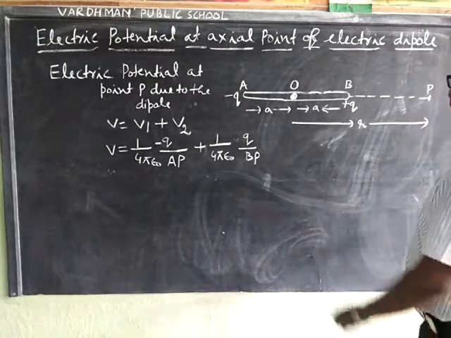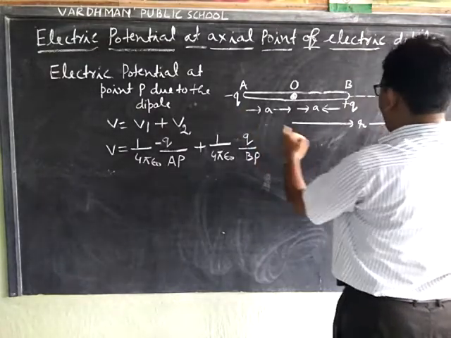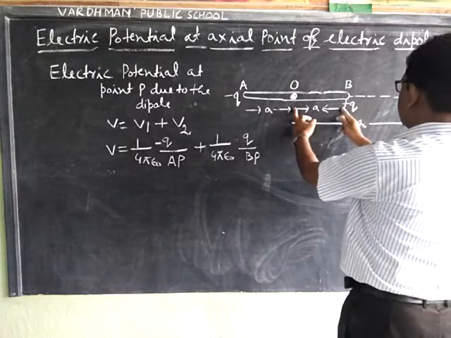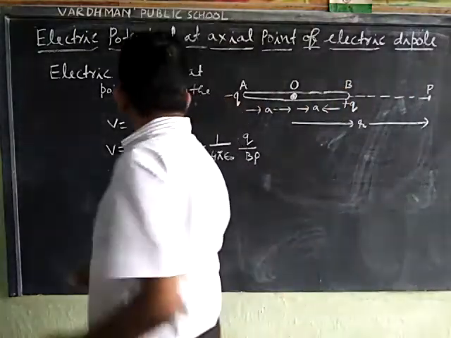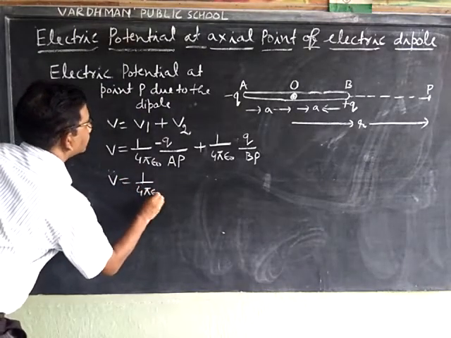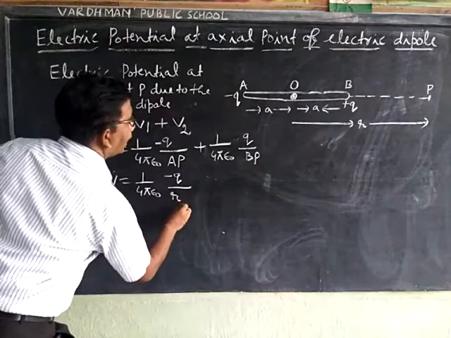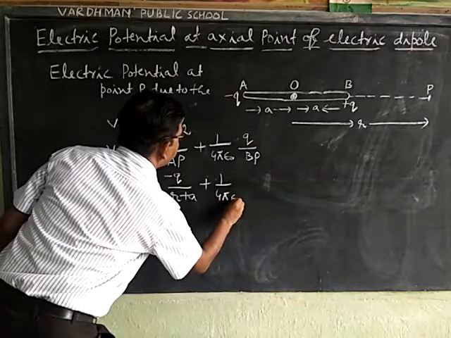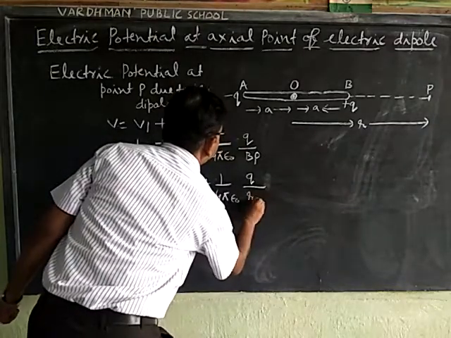Now what is the distance of AP? From here A, and this distance is R. Therefore AP is equal to R plus A, and BP is equal to total R and this distance is A, then it becomes R minus A. Then V is equal to 1 upon 4 pi epsilon naught minus Q upon R plus A plus 1 upon 4 pi epsilon naught Q upon R minus A.